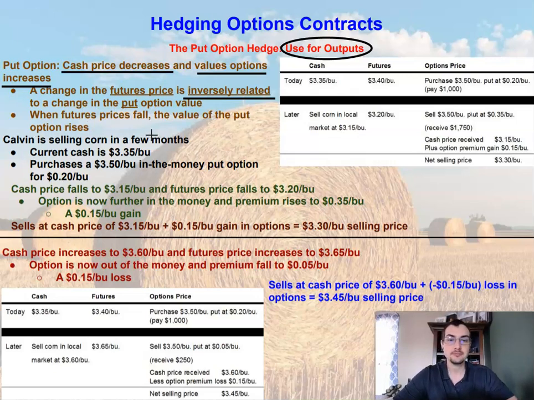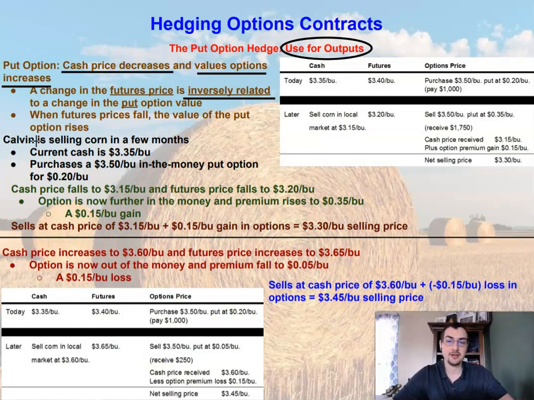Why is that important? Well, if we're selling a particular commodity and we engage in a put option hedge, we're worried about prices decreasing. We're selling that commodity, and we're worried about prices going down. So if prices begin to go down, but the value of a put option goes up, we're going to take what we gain off of that put option, apply that to the price of the commodity that we're selling, and offset our loss in the cash by a gain in the options contract. So let's look at how this works out.